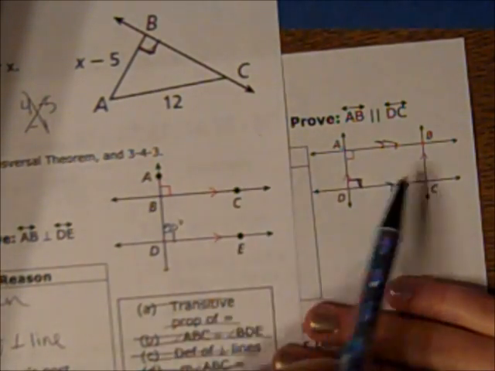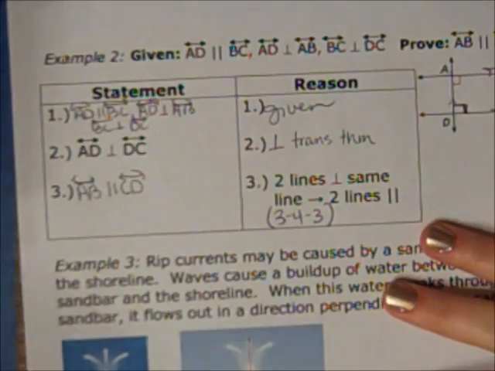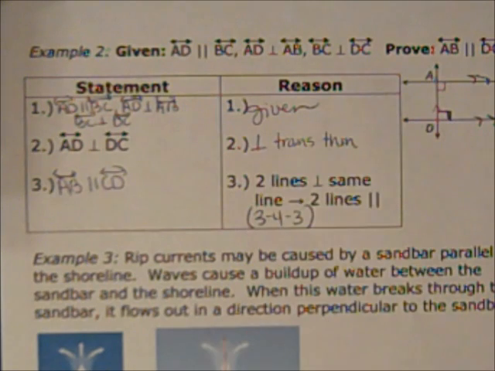Do you see the similar setup from what we used before to what we're using now? That's why I get to skip all the steps I did on the last proof and go directly to perpendicular transversal theorem.